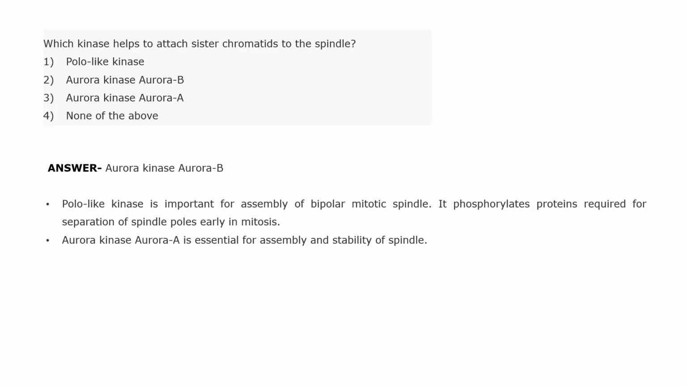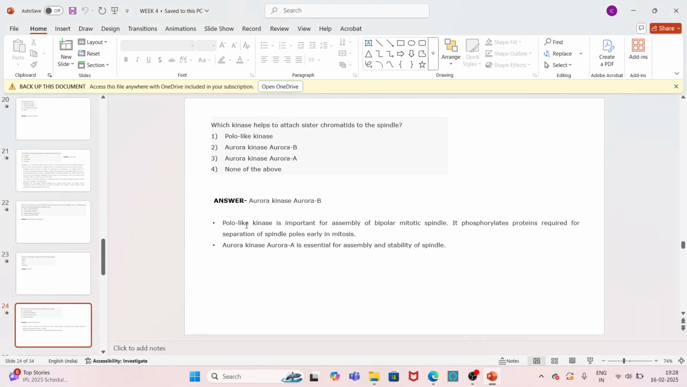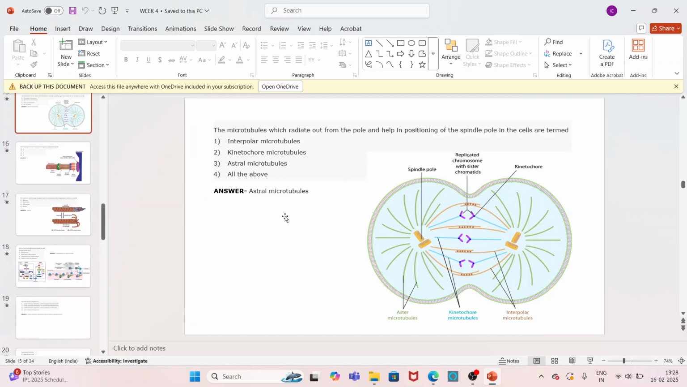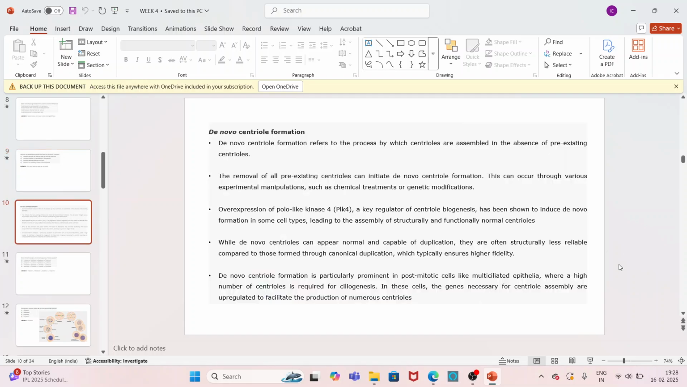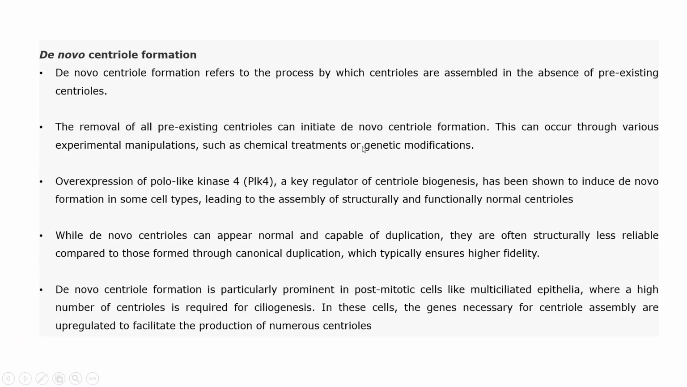We have discussed this earlier, but I will just show you that. You can see another function of polo-like kinase. One is distinguishing the spindle poles in the early mitosis phase, and it also leads to formation of centrioles. In canonical centriole formation, from the pre-existing centriole, a new daughter centriole can form, leading to formation of two centrosomes.